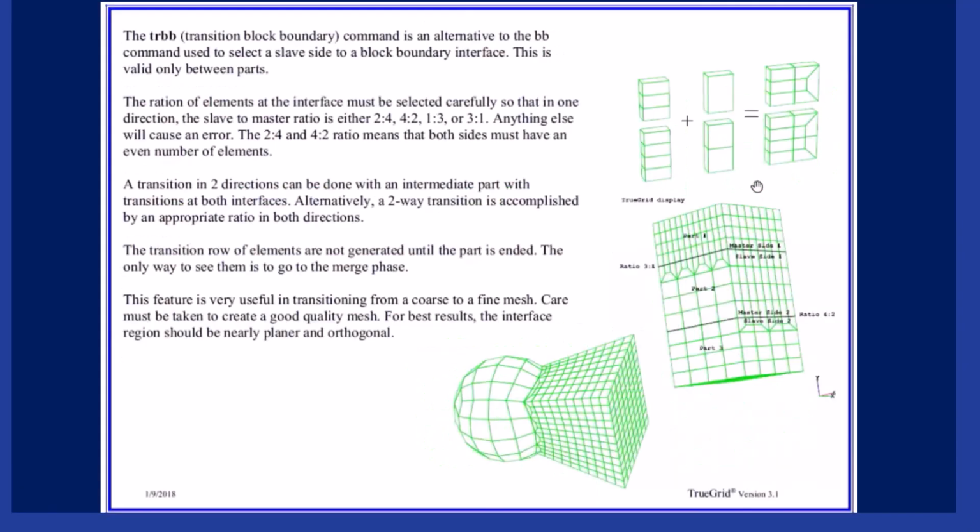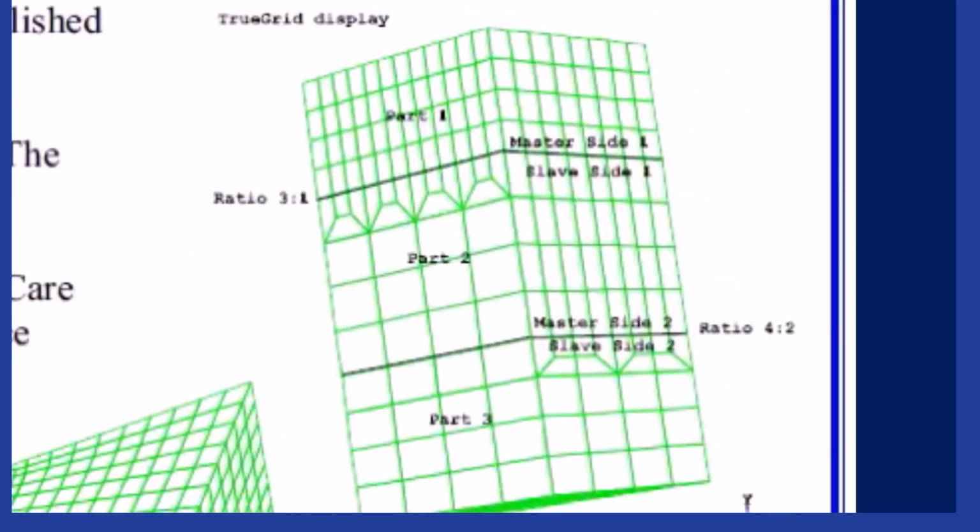You only have 2 choices of transitions, either 2 to 4 or 1 to 3. But then you can combine them in all sorts of ways. Keep in mind that the transitions are always on the slave side. So when you look at this part right here, this is the slave side, this is the master side.